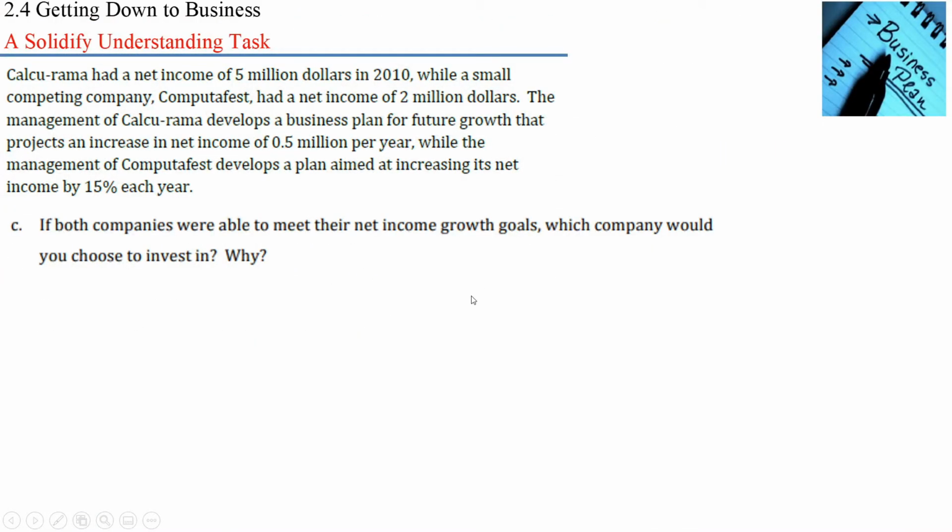Okay, part C. If both companies were able to meet their net income growth goals, which company would you choose to invest in and why? So let's look at the graph where we put both functions on the same graph.